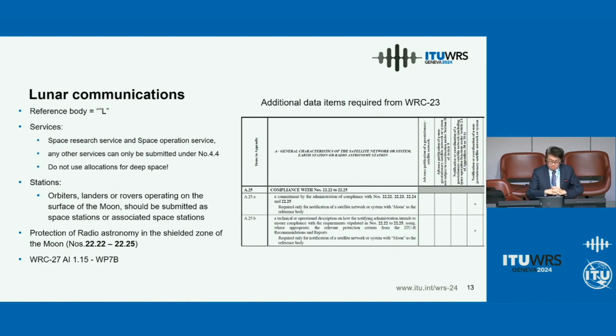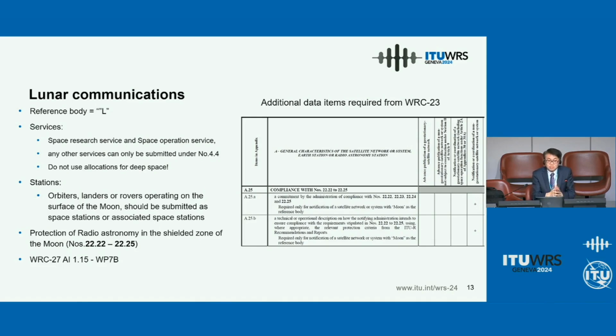I will speak a little bit about lunar communications as this is getting quite popular. So this is submitted with a reference body of L, okay, in our system. And the service, if you want to provide communications on the moon, if you submit it, it should be under the Space Research Service or the Space Operations Service. If you wish to submit under other services, it has to be only under 4.4. And just a reminder that because I mentioned Space Research Service can be used, make sure don't use those that are allocated for deep space. Well, the moon is not far enough to be in the deep space.